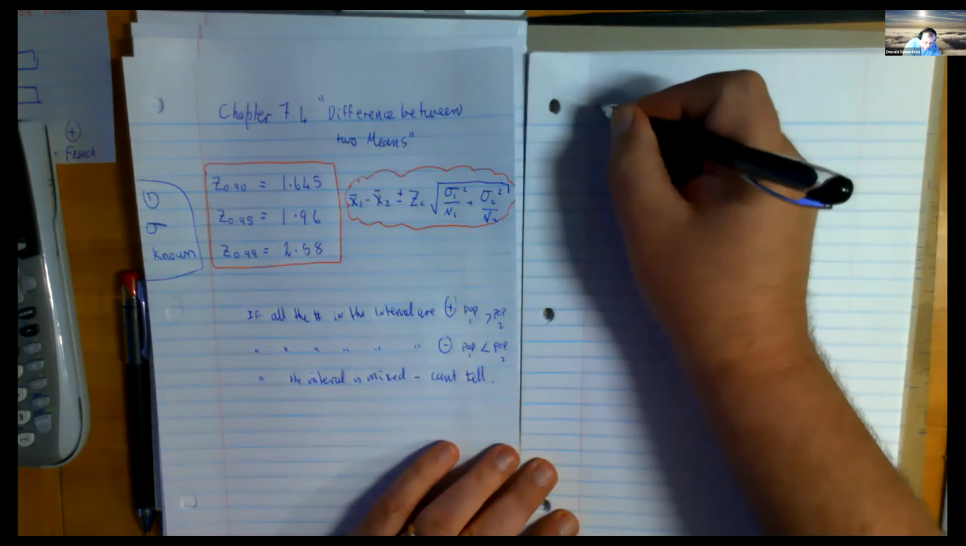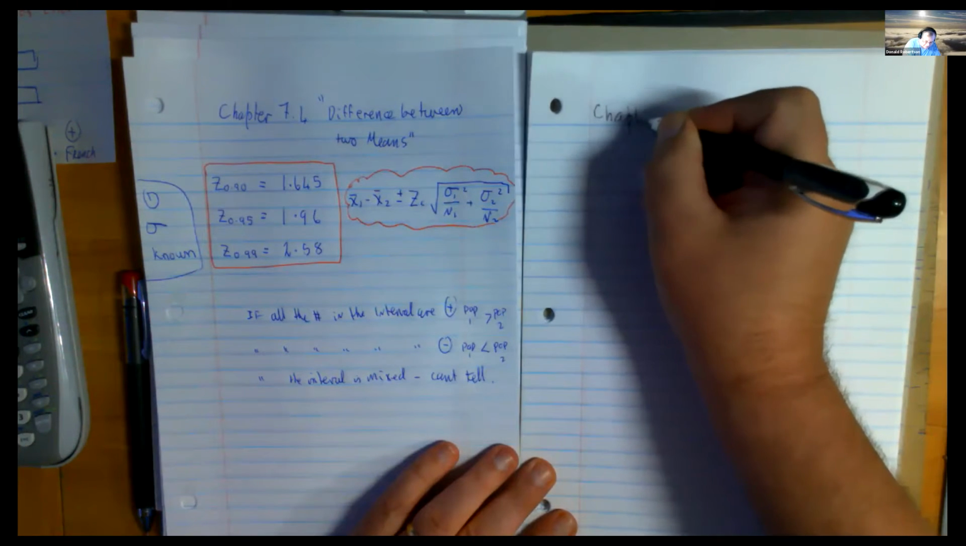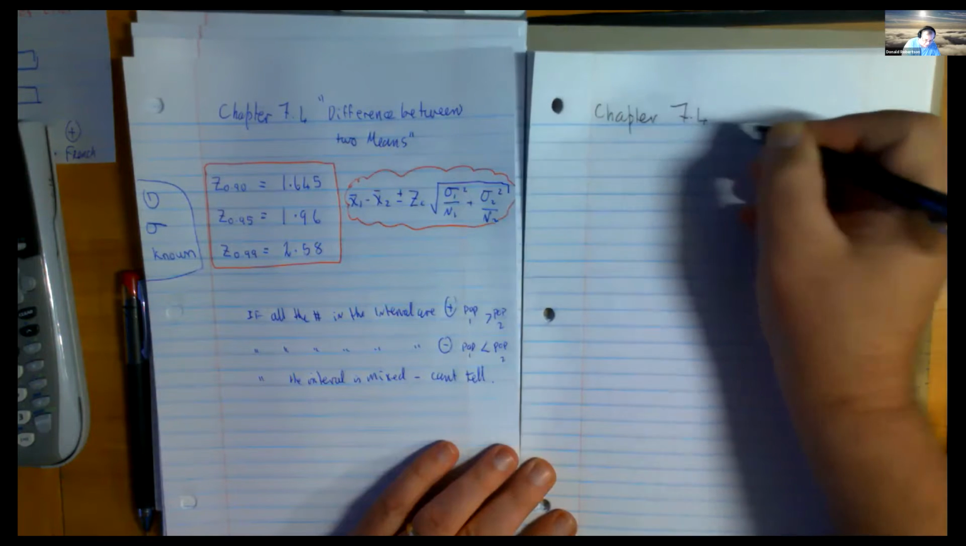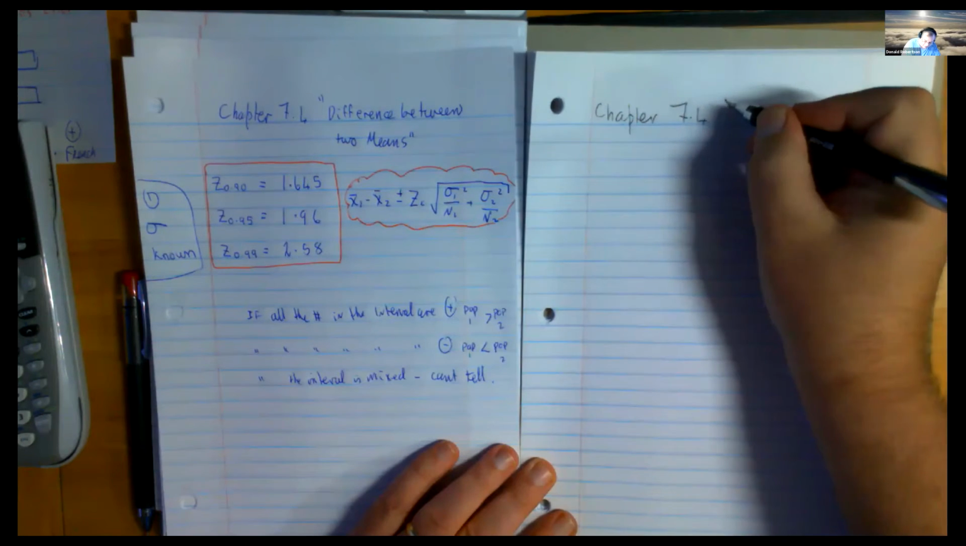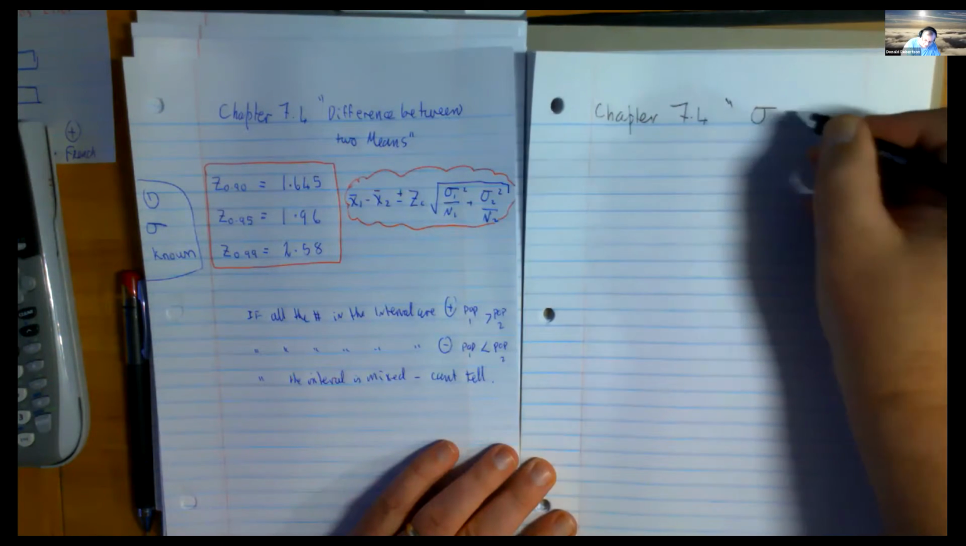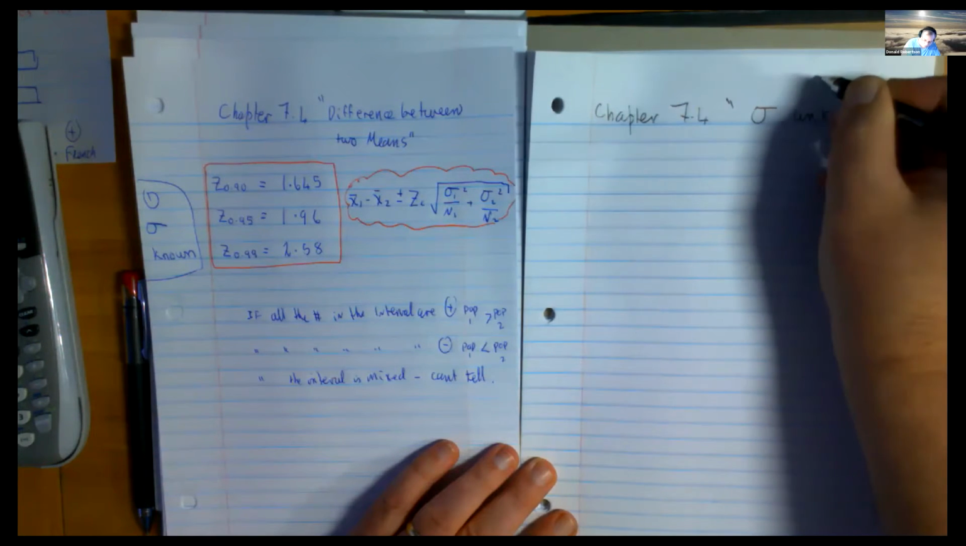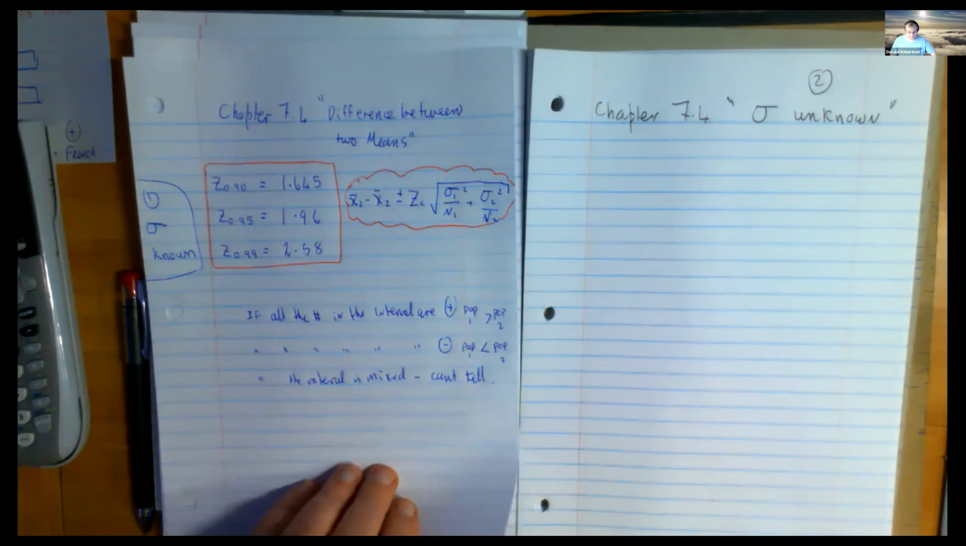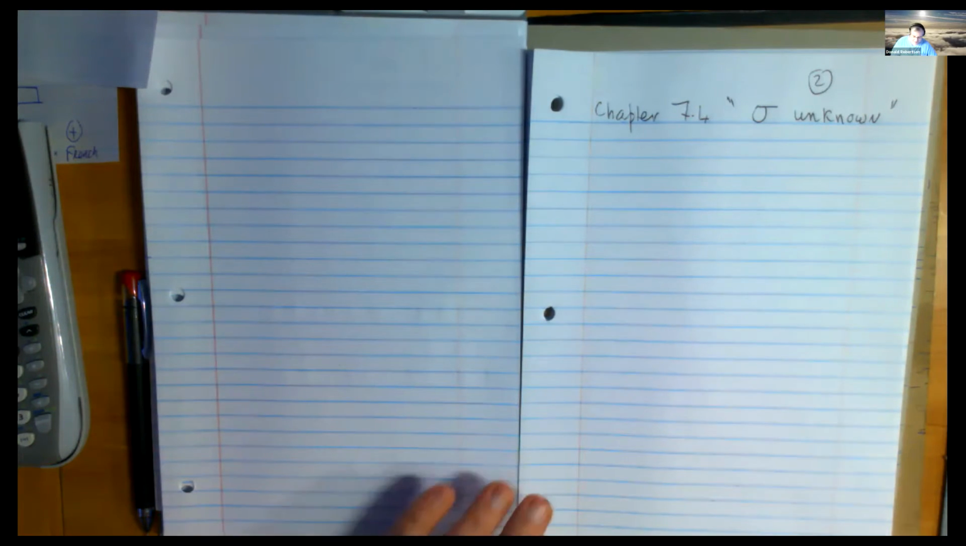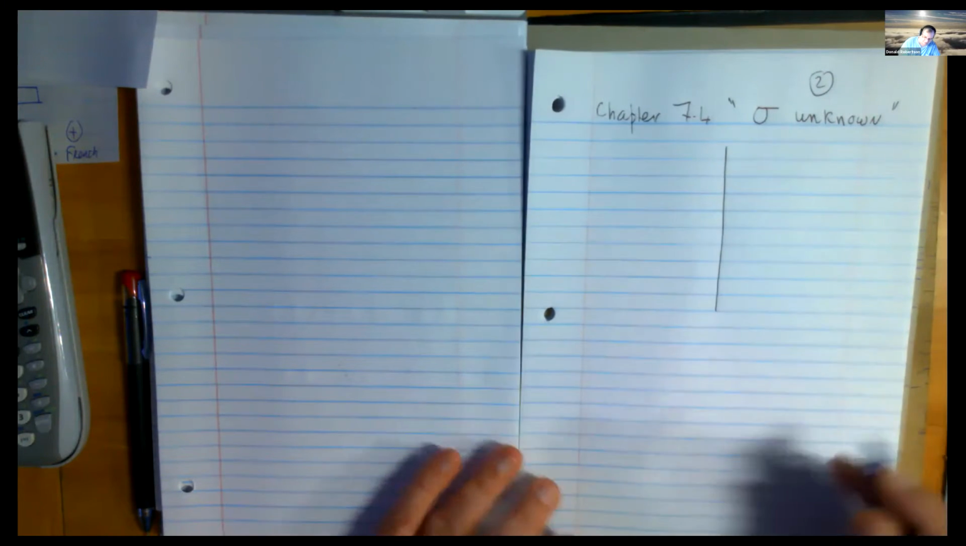So now we're going to do chapter 7.4. Sigma unknown, what I'm calling situation 2. This is more realistic. You still want to find the difference between 2 population means, but you don't know the standard deviation, right? You don't know sigma 1, you don't know sigma 2. So you would end up with a story that might look something like this.